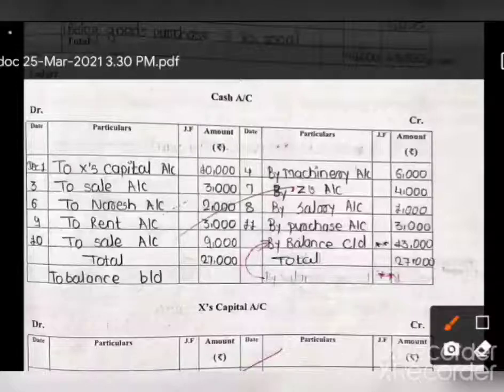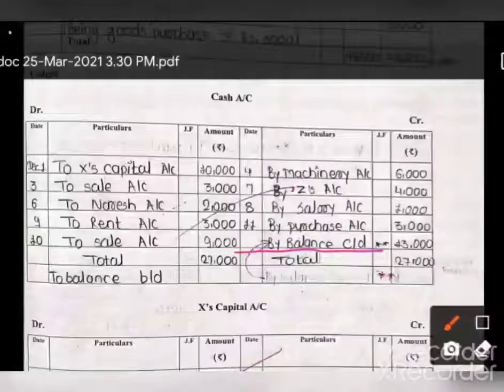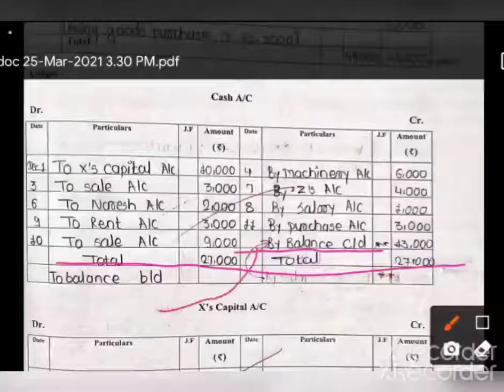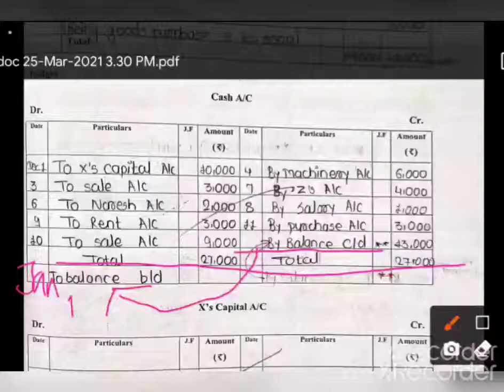Since it is a debit balance, it will be balanced by adding by balance carry down, 13,000, and both sides will total 27,000. And this by balance carry down has to be brought down at the end of the month, and this will be for January 1st, for the next month. So the balance has to be brought down to the next month as to balance.